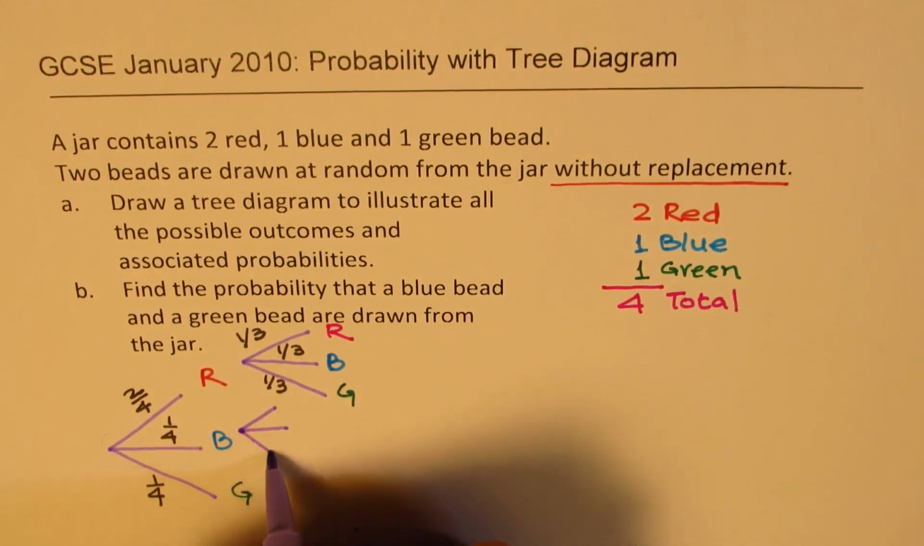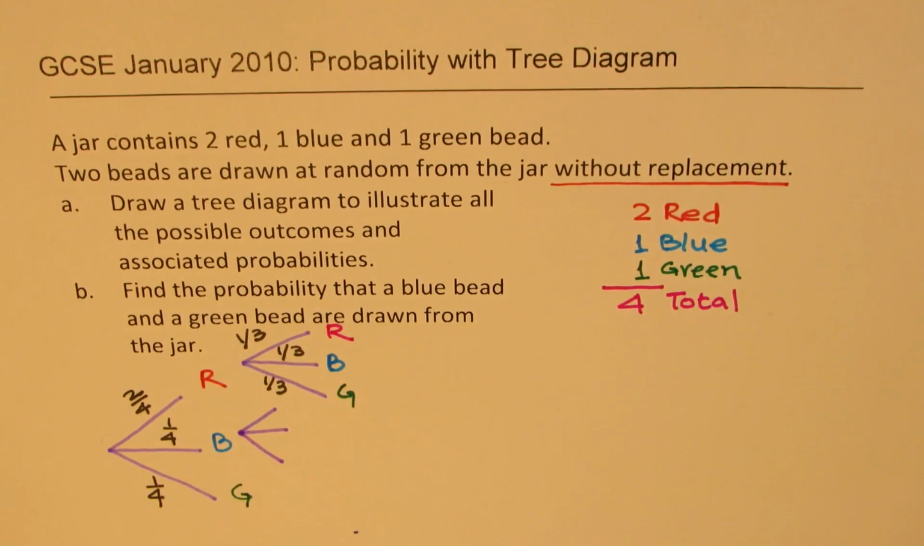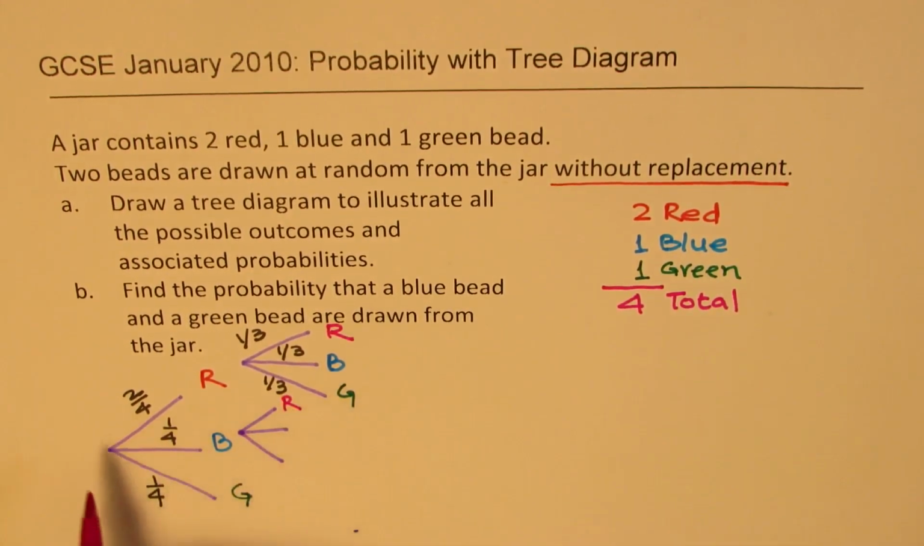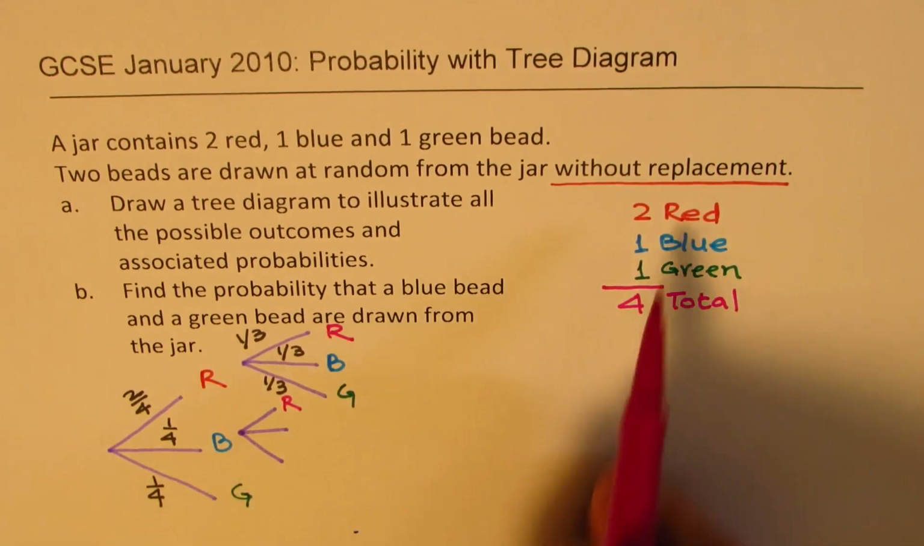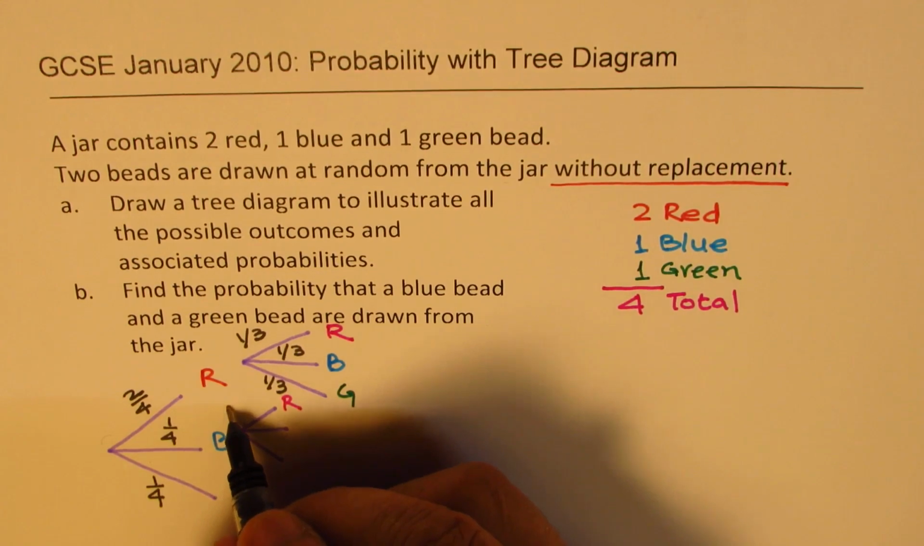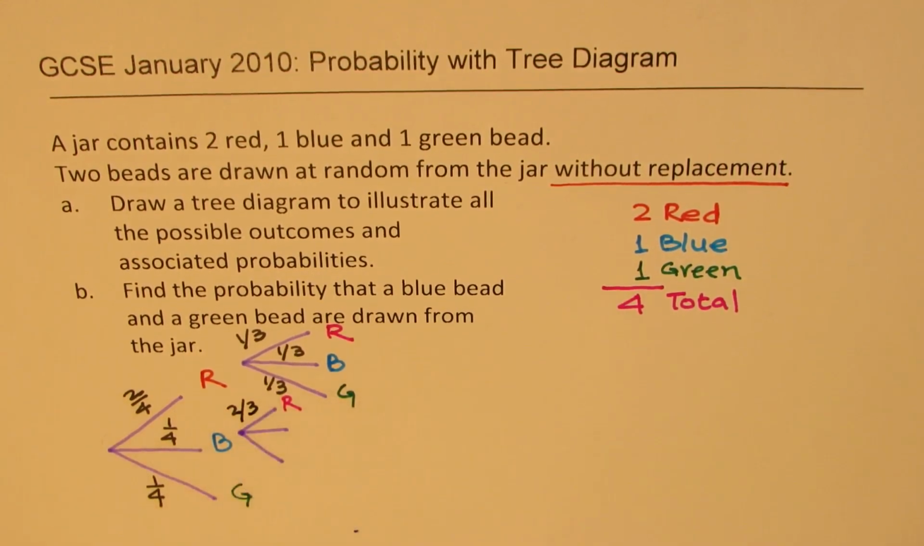Let me make 3 and then we'll discuss. So you could get red. Since in the first row you got 1 blue, that means we have got 2 reds here. 2 reds out of 3, right? So 2 out of 3.